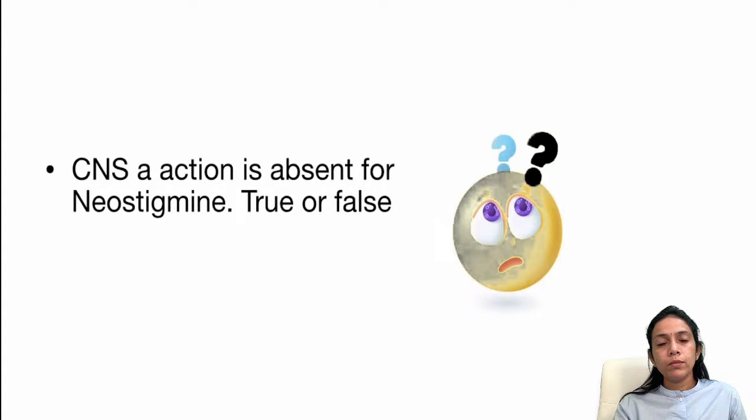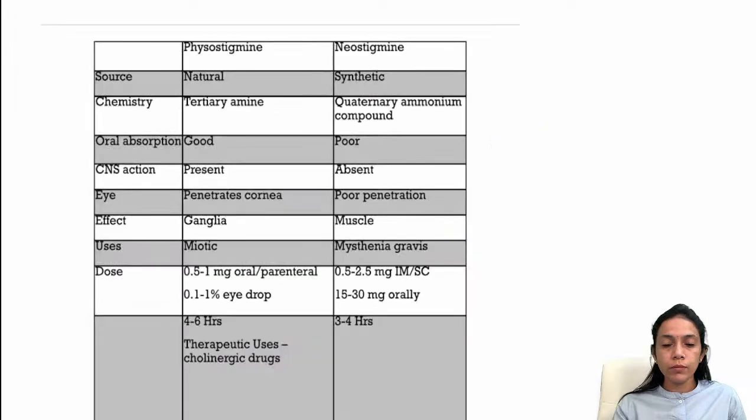Can anyone tell me what the CNS actions are? There's physostigmine and neostigmine, which are the cholinergic drugs, right? So are CNS actions absent for neostigmine? Is it true or false? Very good, students. Yes, it is absent. So here is the table taken from your PP books.